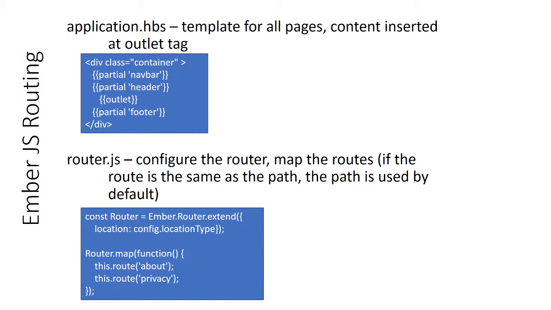And then in Ember.js, they've got like two files, application.hbs, and you can see here they've defined the format. They've got a nav bar, a header, outlet is where you swap out the content, and the footer. And then in the route.js is where you define the routes. You've got an about and privacy.